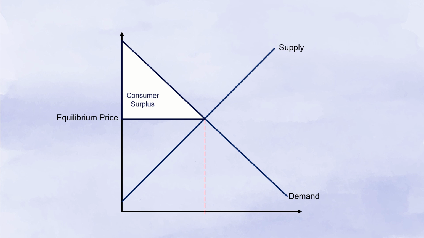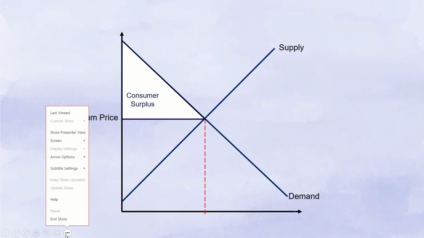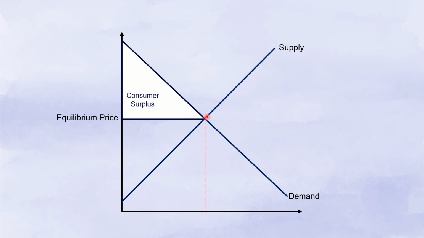This is the diagram for consumer surplus. Whenever you draw a normal supply and demand graph, you extend the demand curve to the y-axis to show the consumer surplus. This line is the equilibrium price, and this is the equilibrium quantity. The whole triangle is the consumer surplus.